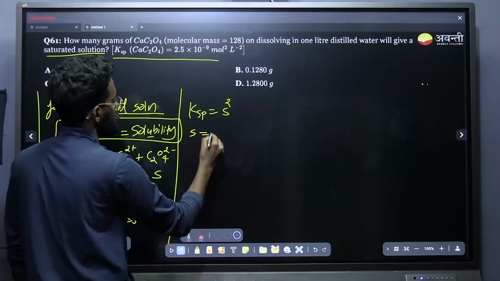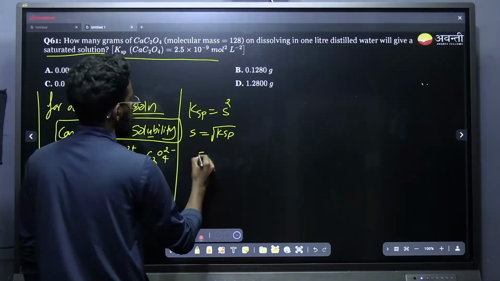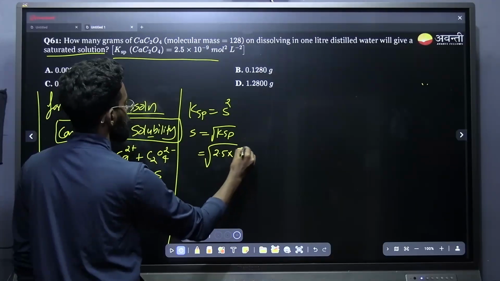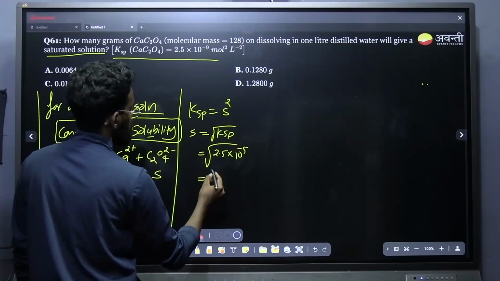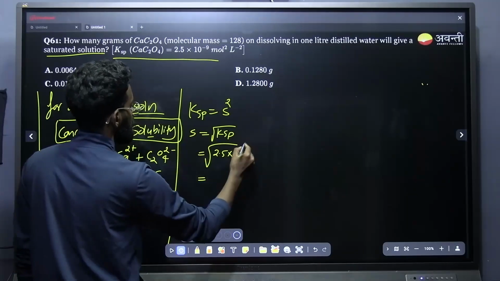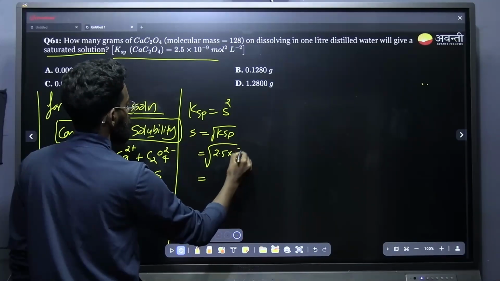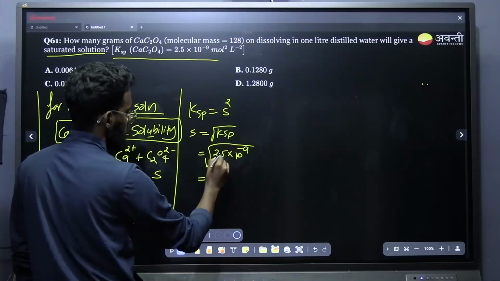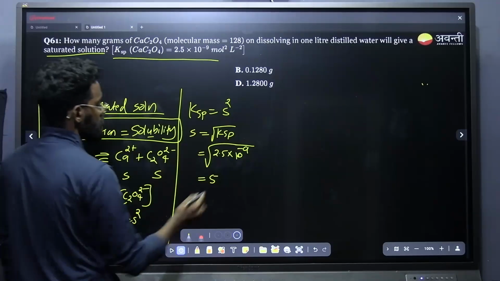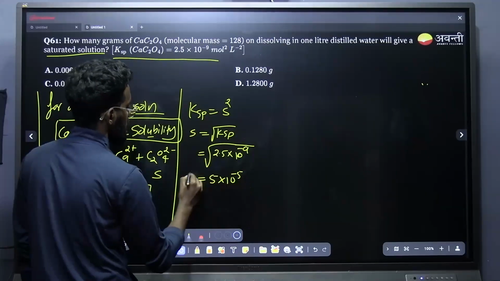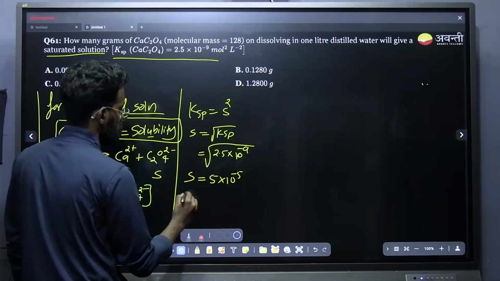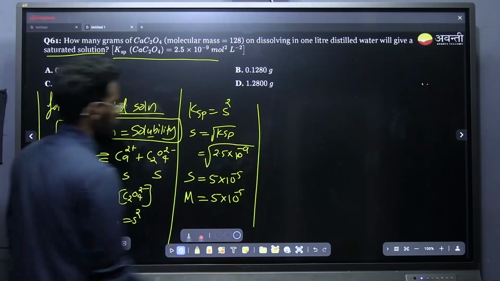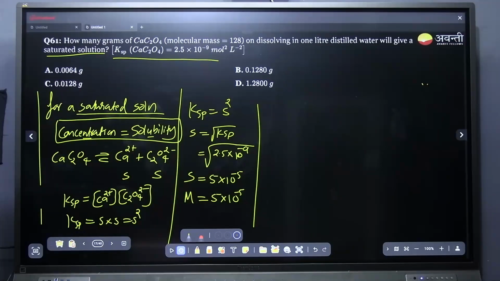And S is equal to root Ksp. What is the Ksp value? 2.5 into 10 to the power minus 5. Here I can write it as 10 to the power minus 9. 2.5 I am writing as 25, so 25 into 10 to the power minus 10. So the root is 5 into 10 to the power minus 5. I got the value of S, which means the molarity or the concentration is also equal to 5 into 10 to the power minus 5. I got the concentration, or the molarity.